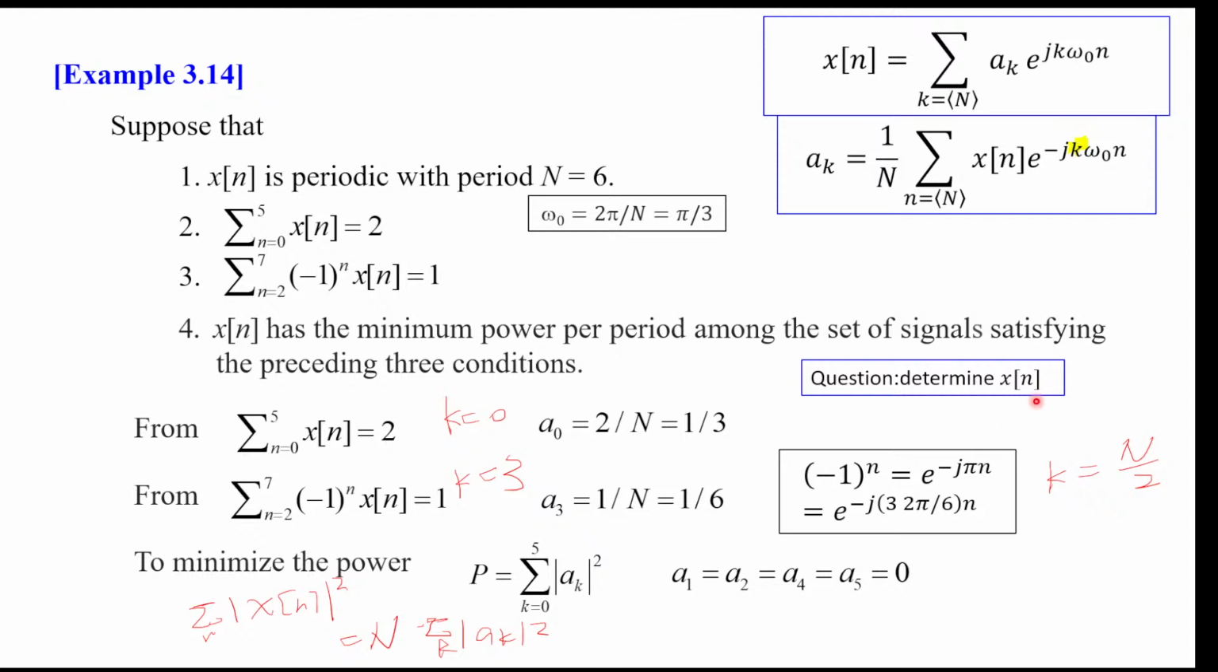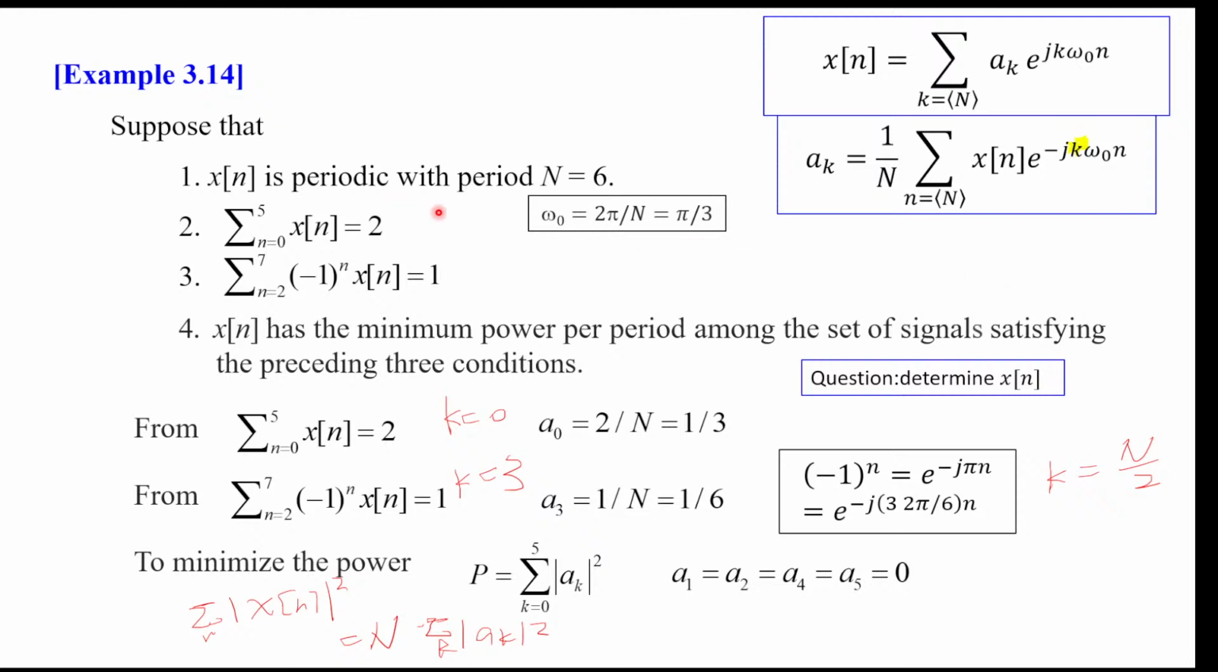Okay, and the strategy here is that we'll determine a_k first, then we use the synthesis equation to write x[n]. And why we want the a_k is because conditions 2 and 3, if you think carefully, are very similar to this equation here. So conditions 2 and 3 will tell you something about a_k.